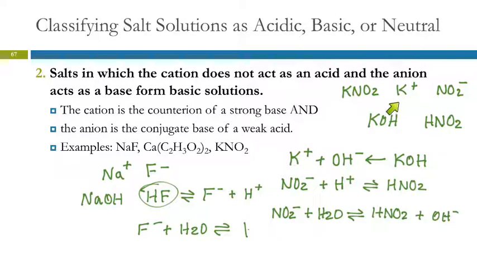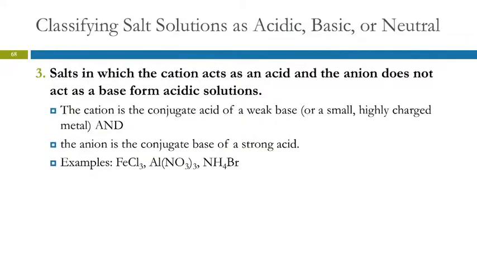So we're looking at the cation and the anion of the salt, and we're trying to figure out, did they come from a strong acid and a strong base, from a weak acid, from a weak base? Where could they have come from? And that tells us what they might do. So we also have salts where the cation acts like an acid, the anion does not. So then we're going to have acidic solutions.